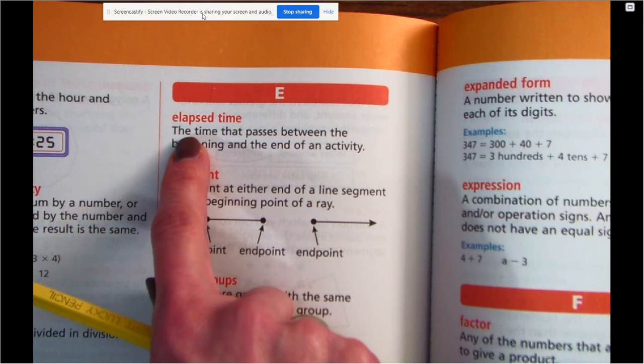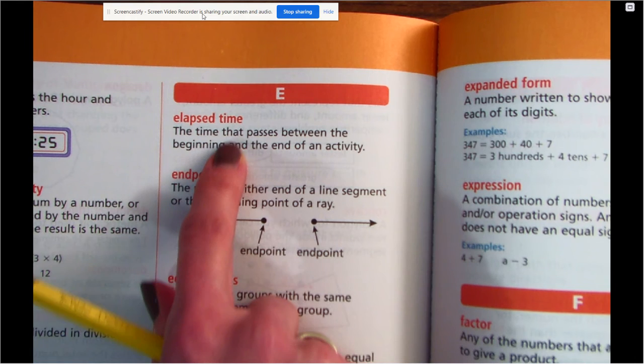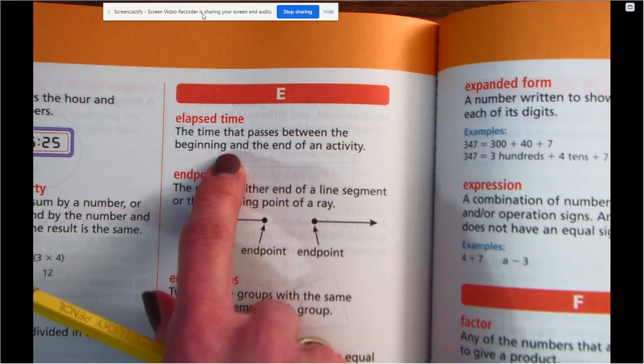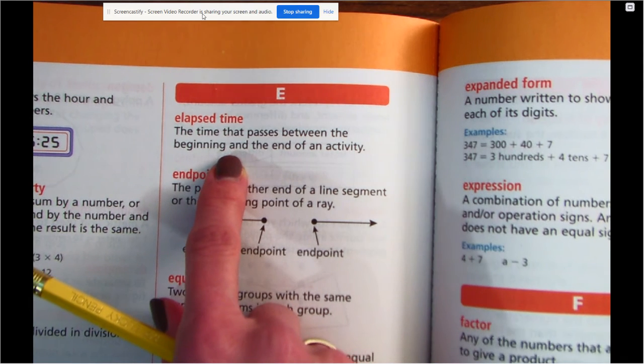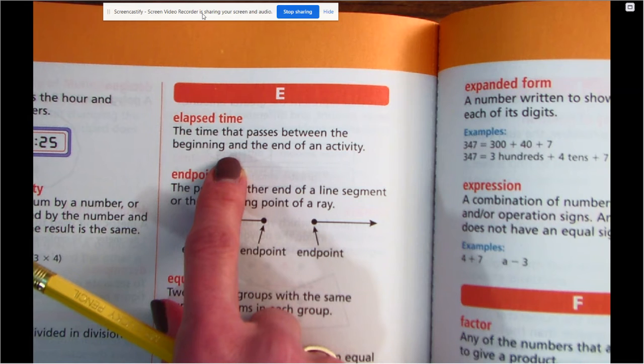So you know from watching the earlier video that elapsed time is the time that passes between the beginning and the end of an activity. So let's say you have soccer practice. You get there at a certain time and you leave at a different time. How much time has elapsed or passed between them, okay?